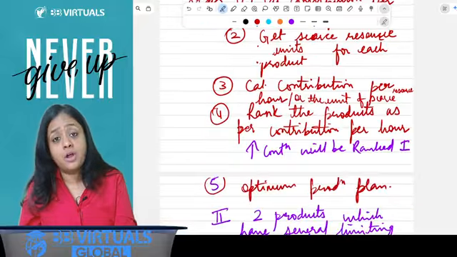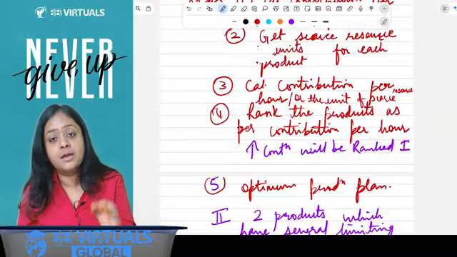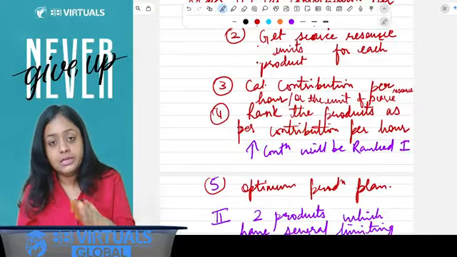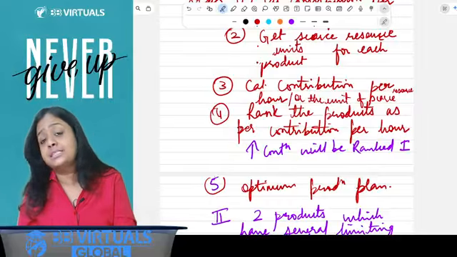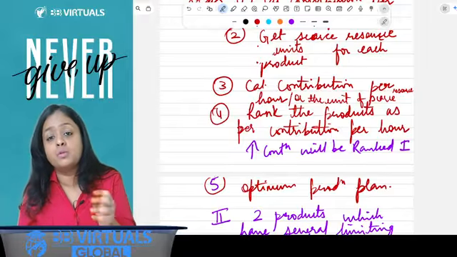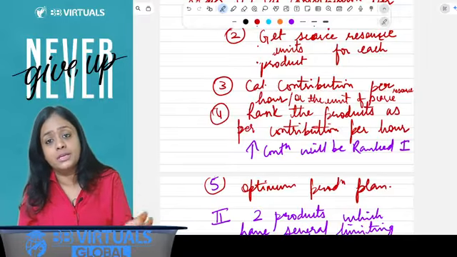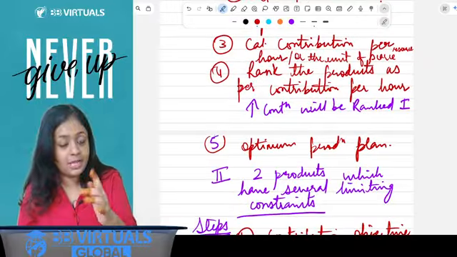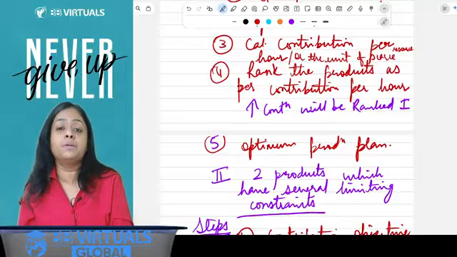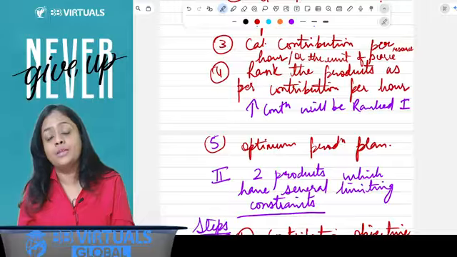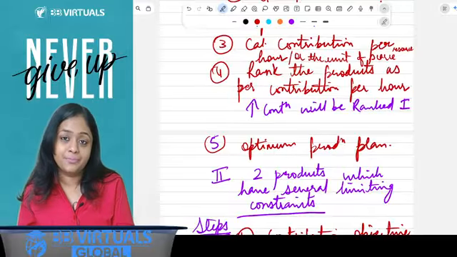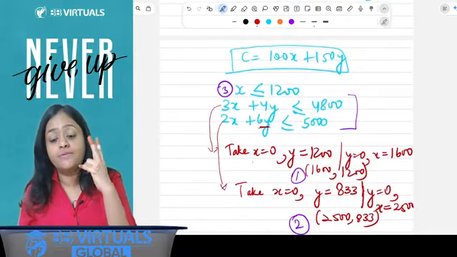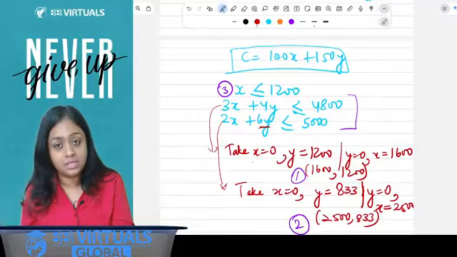Then you will rank the products as per the contribution per hour or again per unit of the scarce resource. Like here, the product which has got the maximum contribution per scarce resource will be ranked 1, then rank 2, and accordingly we will go down. And then we will create the optimum production plan. Like we saw in the example above, optimum production plan is the plan where the contribution is maximized. Now I come to a question where you have multiple constraints, but you just have 2 variables. Constraints can be multiple.